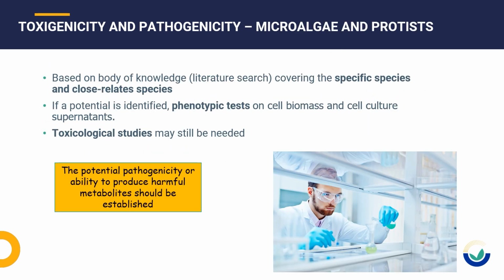As I mentioned before, one of the novelties of the guidance is the establishment of criteria to characterize microalgae and protists. The potential pathogenicity or ability of the strain under assessment to produce harmful metabolites should be assessed based on body of knowledge. When the data indicate this potential, phenotypic tests should be carried out on the cell biomass and cell culture supernatants. It should be noted, however, that depending on the output of this analysis and on the regulatory framework, further data might still be required.